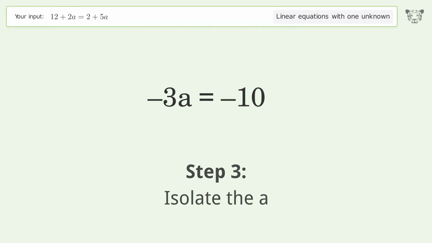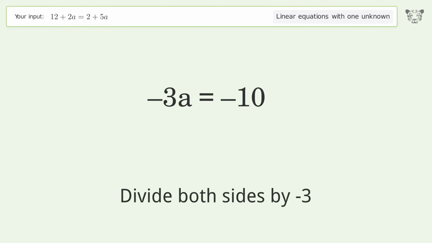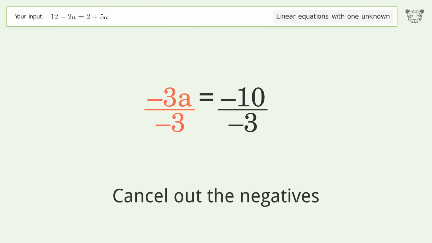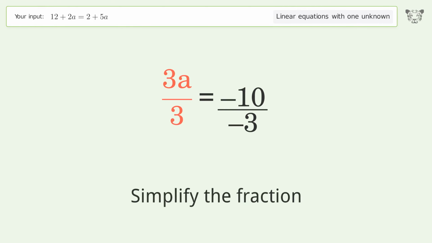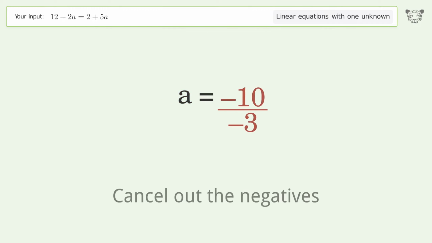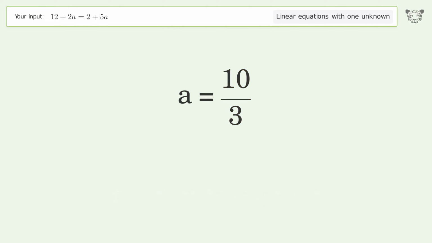Isolate the a. Divide both sides by -3. Cancel out the negatives. Simplify the fraction. Cancel out the negatives. And so the final result is a equals 10/3.